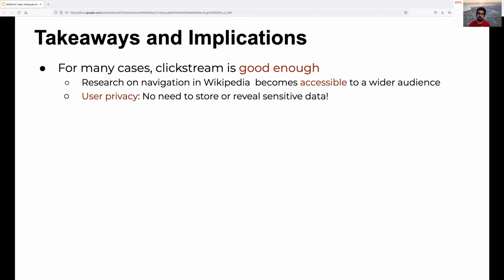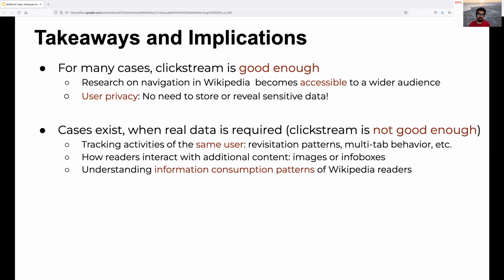And the most important impact of this finding is that research on navigation in Wikipedia becomes accessible to a wider audience. In fact, the WMF team has already started working on generating clickstream data for more and more languages. Then the other important aspect is that it actually bolsters user privacy, because there is no need to store or reveal sensitive data for the majority of cases.